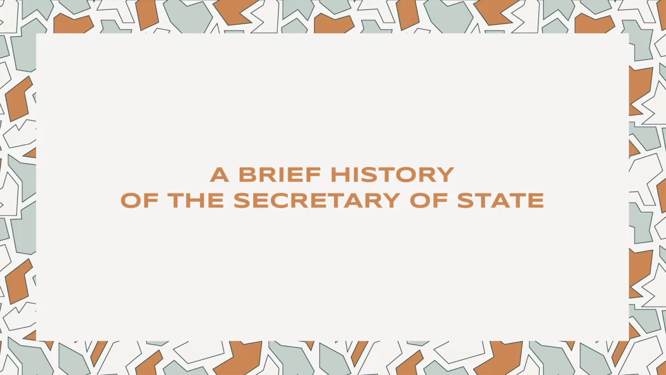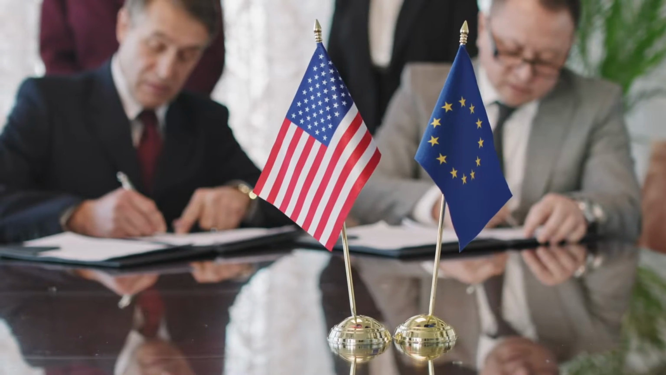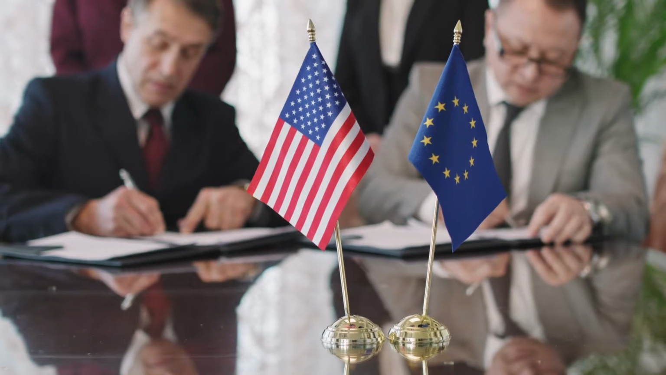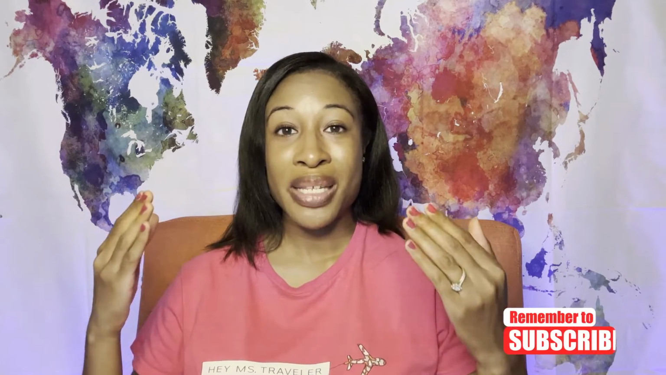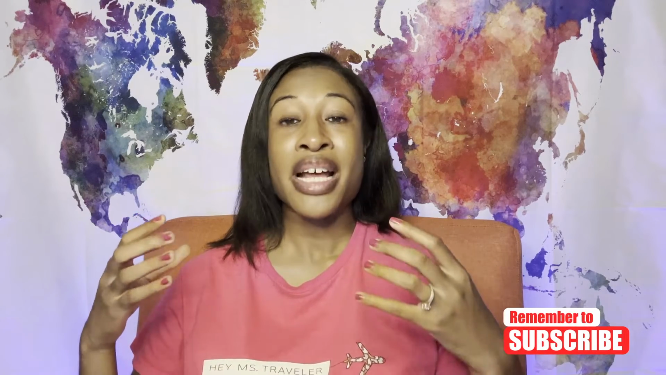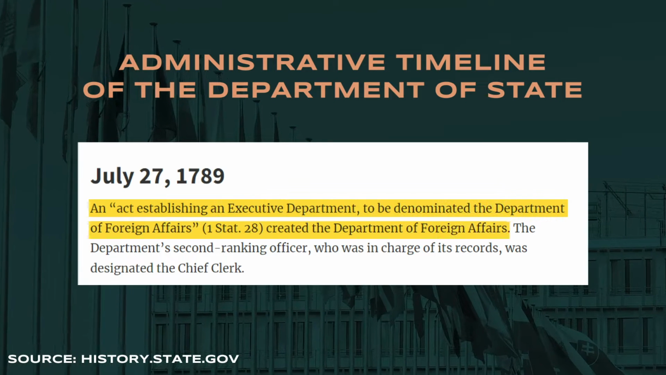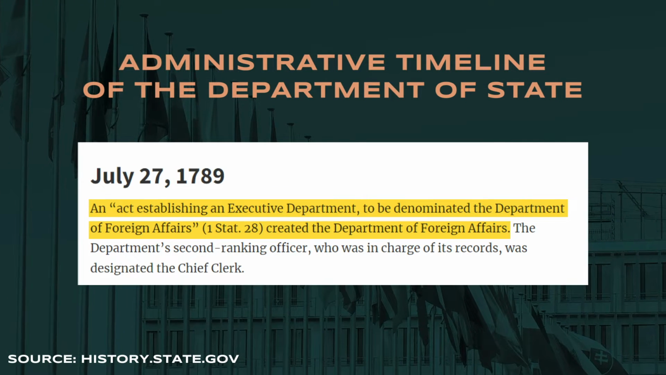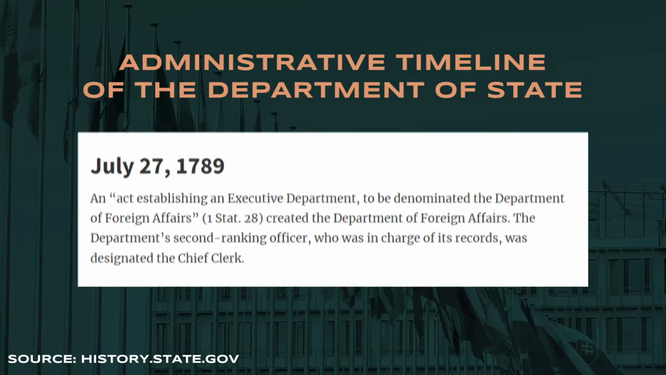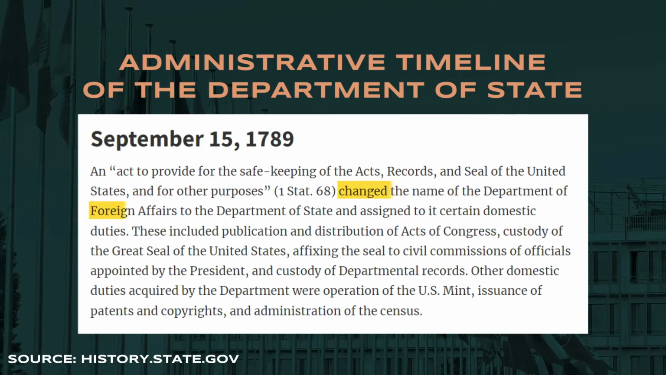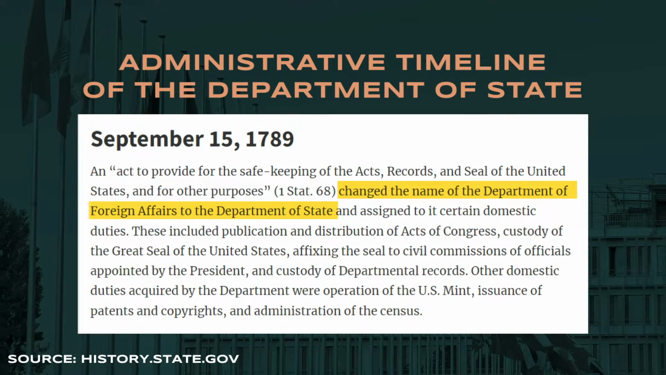A brief history of the Secretary of State. When the Constitution was drafted in 1787 and ratified by the states the following year, it gave the President authority and responsibility to make treaties and to conduct foreign relations. However, it soon became clear that the President would need support from the executive branch to manage foreign affairs for the country. In 1789, the first federal agency, the Department of Foreign Affairs, was created. In September of that same year, it was renamed to the Department of State.